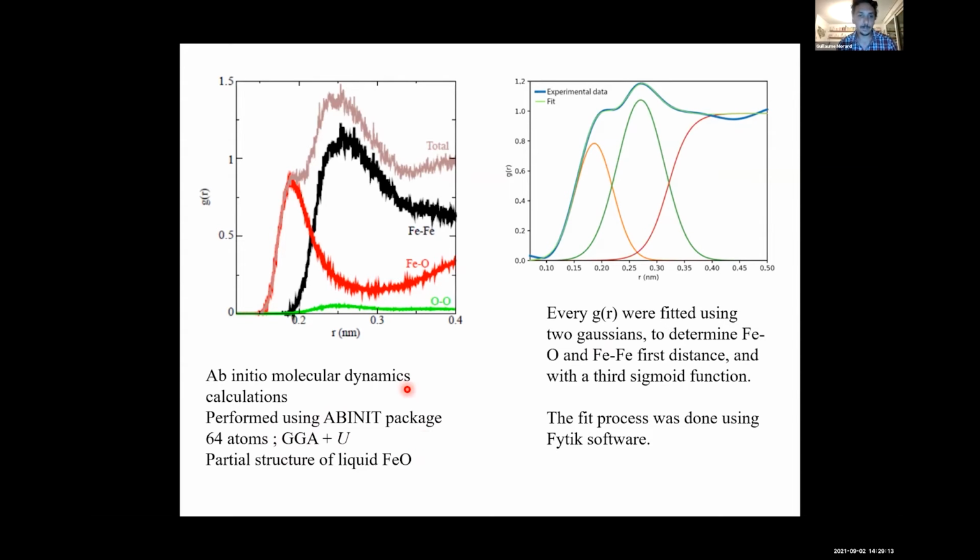And here you have the partial structure factor of the liquid FeO. And so we can assign now the first bump here to the Fe-O distance, the second one here to Fe-Fe, and then basically Fe-O is not appearing. So we took our experimental data, and using a physics software, we fit both a contribution with 2 Gaussians and the rest of the signal with a sigmoid. And the fit process, as I say, was done using physics software.